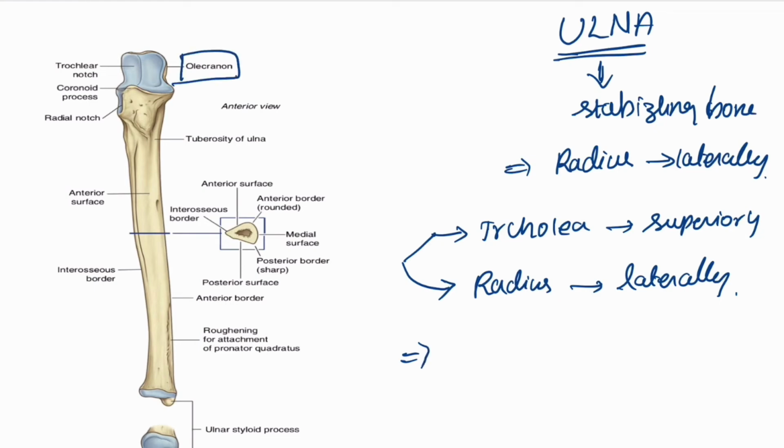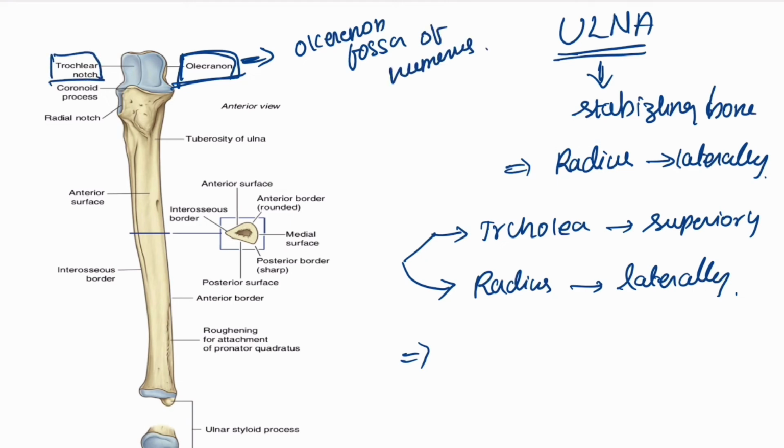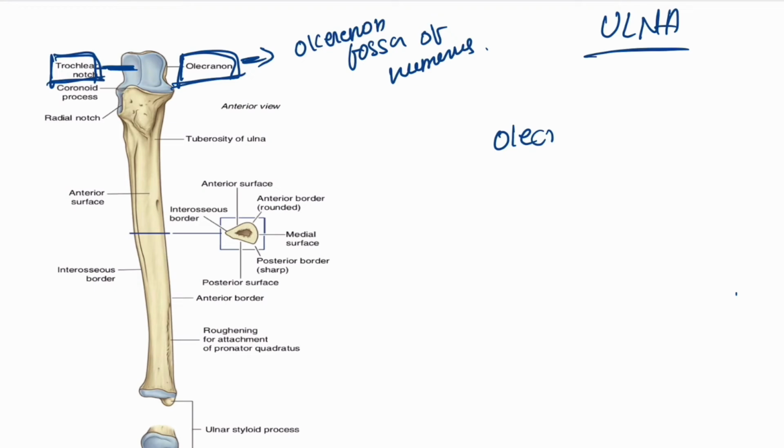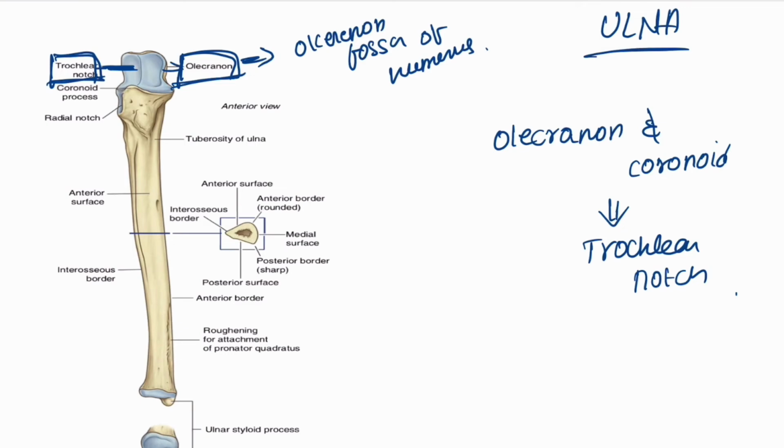This is the olecranon process. As we already discussed, this olecranon process sits into the olecranon fossa of the humerus. This is the trochlear notch here. The olecranon and coronoid process together form the trochlear notch. This is the olecranon process here, and this is the coronoid process here. These both together form the trochlear notch.